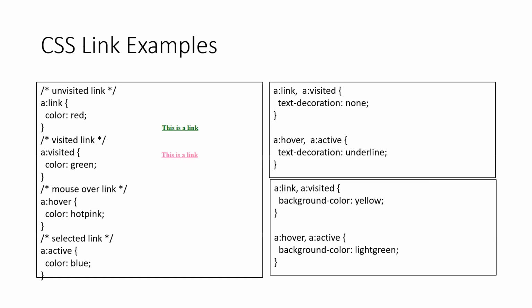Right, now here's another example just to show you the different values given here. For example, here we have an unvisited link, and the link is red. Then when you have visited it, we set the color to green. When you mouse over the link, we change the color to hot pink. And when it's active, we say blue.